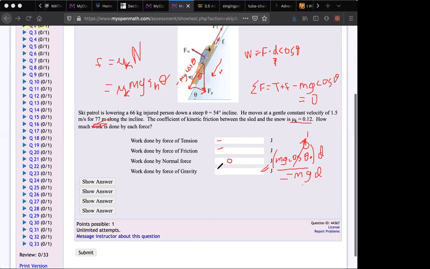In the end, the bottom one will be positive, calculated directly, and the top two, rather, will be negative because they're pulling in the opposite direction of movement, and those are just calculated. Can you see how to get through the rest of that problem? Yeah, except are we using the 54 degrees or the other one?